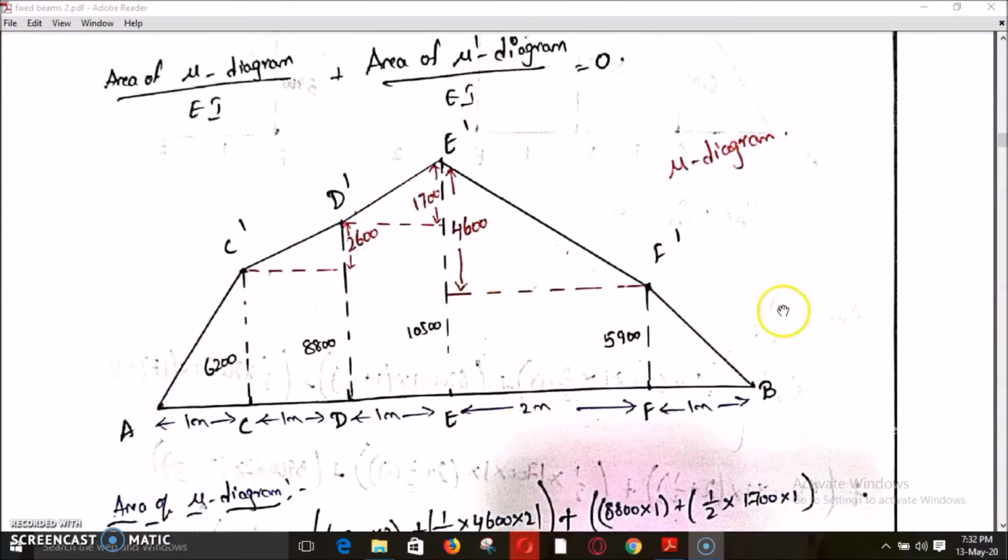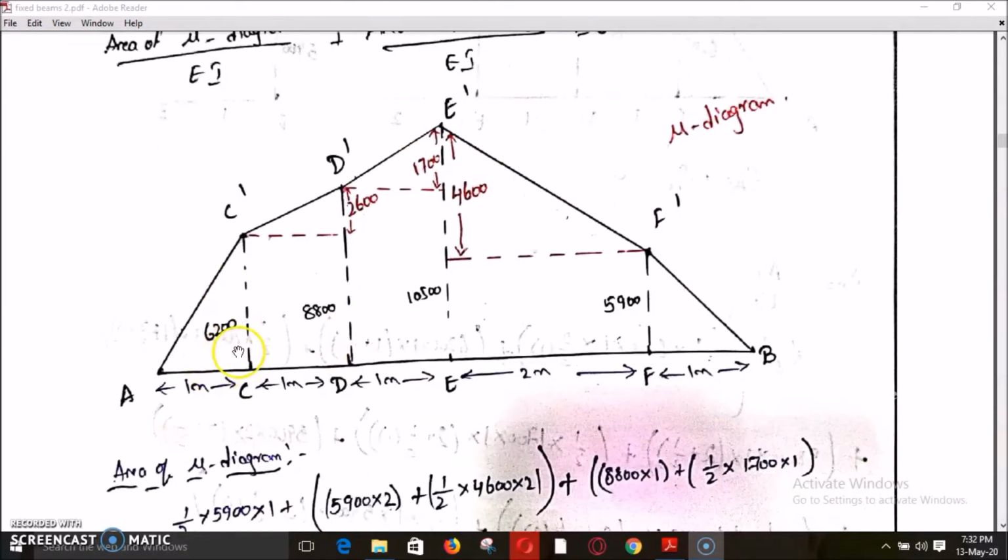To make the structural calculations easier, I had drawn these things with the other ink. So we had these values that I have marked with black ink: 6200, 8800 from here to here, 10500 from E to E dash, and 5900 from F to F dash. Now I have to calculate the area of this.